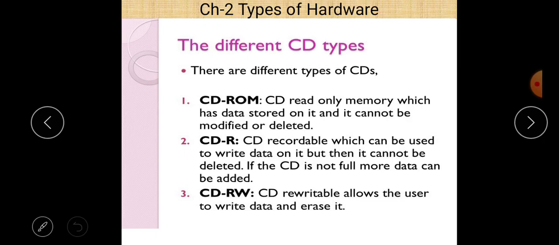CD-ROM, CD read-only memory, has data stored on it and it cannot be modified or deleted. So in CD-ROM, data cannot be modified or deleted. In CD-R, CD recordable, you can write data on it, but then it cannot be deleted. So you can write data only once, and if the CD is not full, more data can be added. CD-RW means CD rewritable, which allows the user to write data and erase it. These are the different types of CDs.